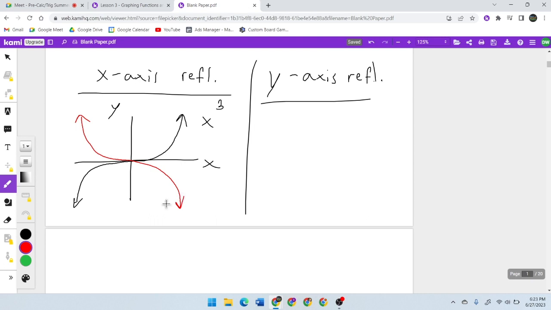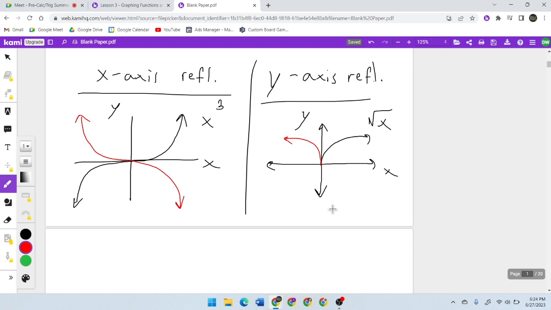Now for a y-axis reflection, let me do another function. Let's not do x cubed this time. Let's do a function like the square root of x, okay? So here's the square root of x, our favorite. Here's the x-axis, here's the y-axis. The y-axis reflection simply looks like this because I flipped it along the y-axis. And some of these are easier than others, that's for sure.